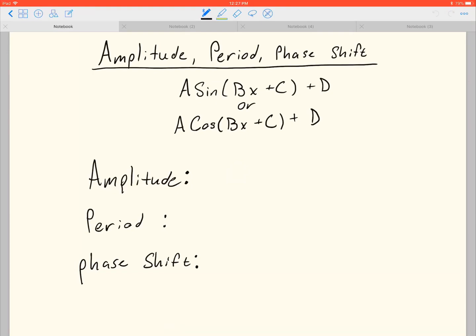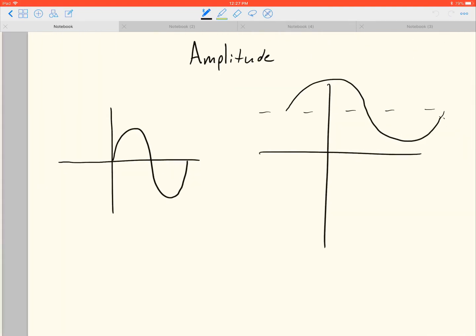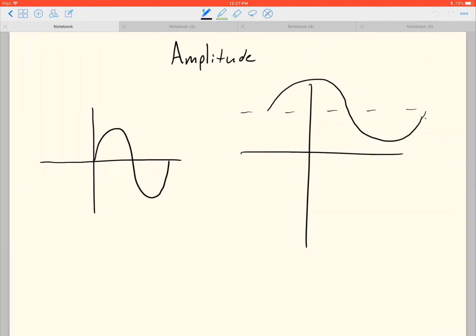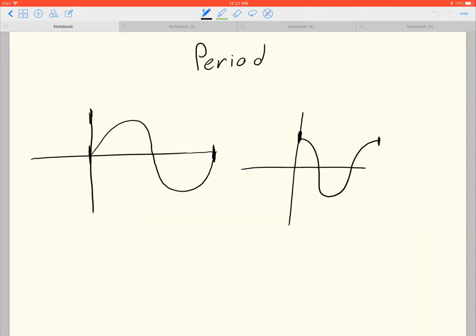Here's a small lesson on amplitude, period, and phase shift. Now, I'll just briefly explain what each term means right now. So amplitude refers to the maximum distance from the center line. So in this graph here, this distance from the center line to this peak is your amplitude. This is also your amplitude right here. And wherever the center line is, the maximum distance will always be the amplitude, right here and right here.